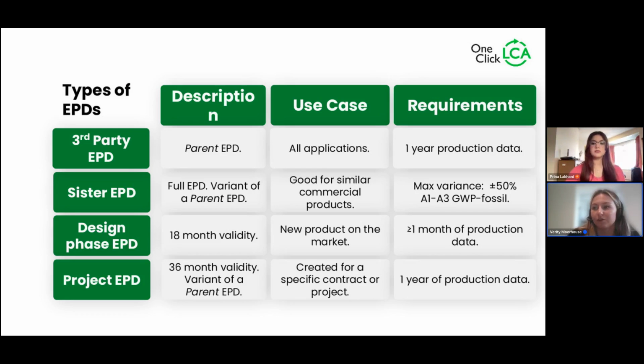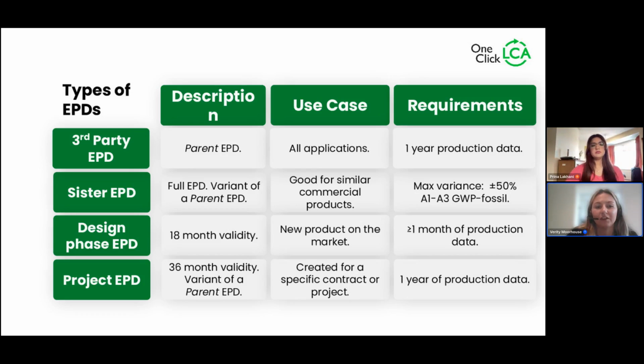Another thing I wanted to go into a little bit more detail on was types of EPDs. So, for example, you can just have a third-party EPD, or a parent EPD. This is just your standard EPD for a single product. You need at least 1 year's worth of production data to produce these.